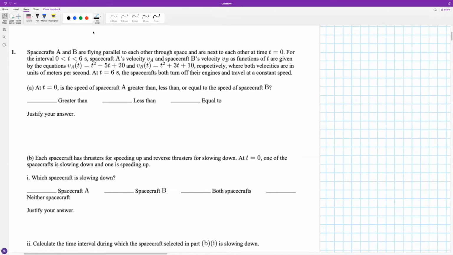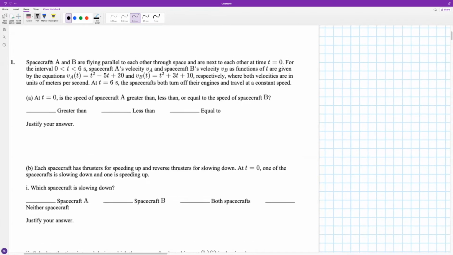Here we're going to be going over the first bunch of questions from Unit 1. And so we'll go ahead and get started here with the first question.